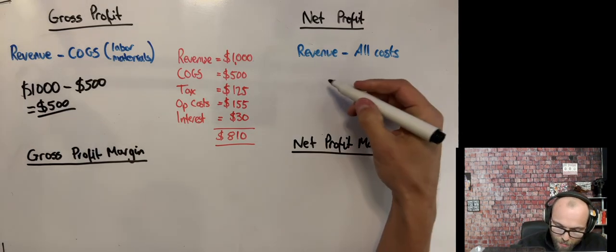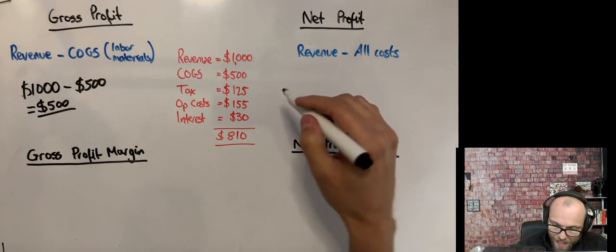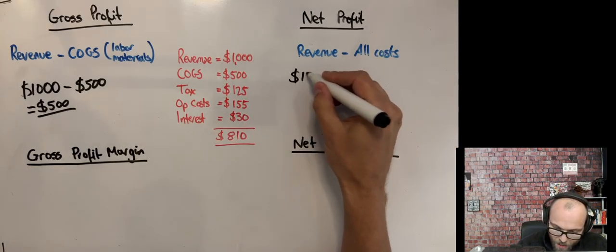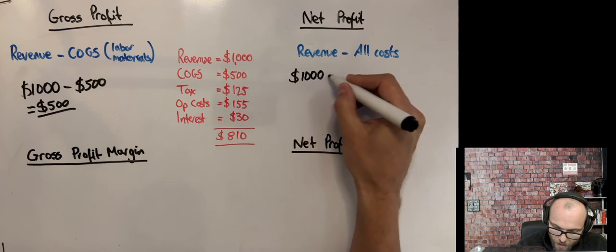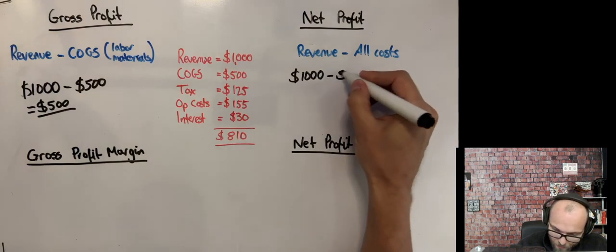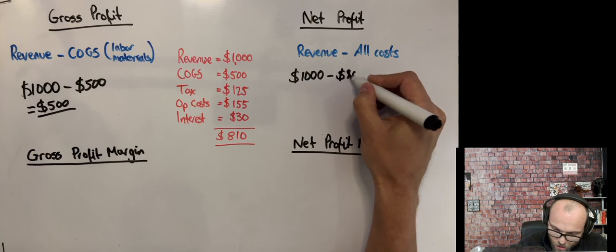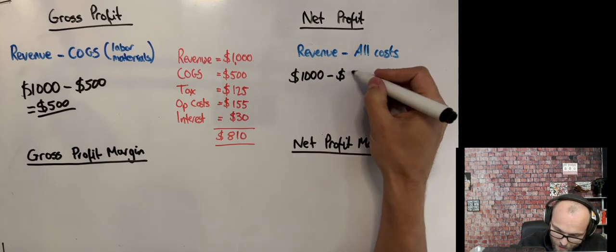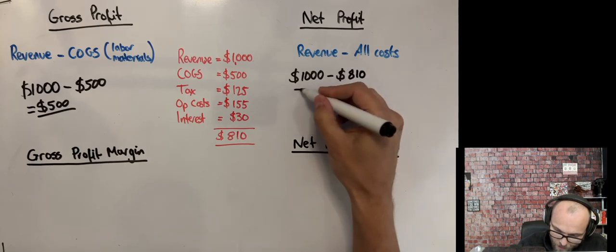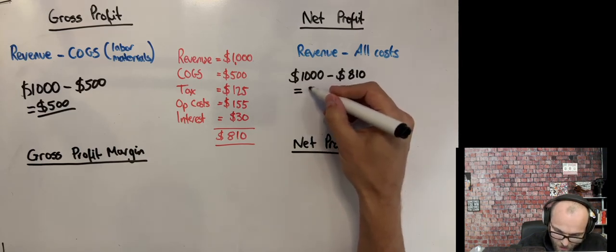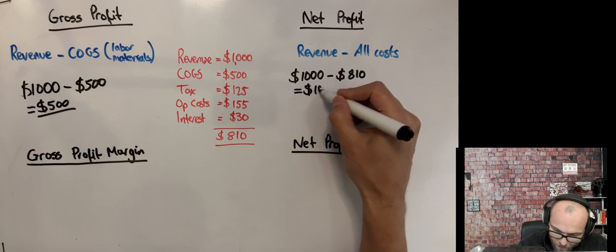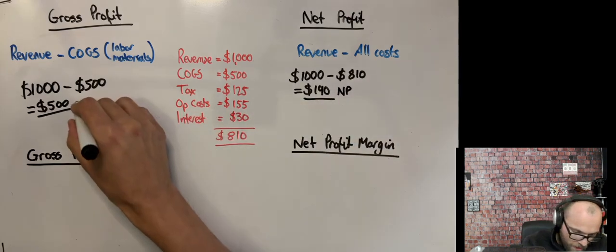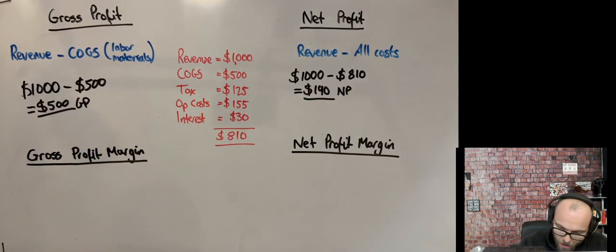If we go over to net profit, then it's revenue minus all of your costs. So that would be 1,000 minus 810. Oh, let's try and do the right numbers. So it was 810, not 108. 810, which equals 190. So that's net profit, and that's gross profit, which is awesome.